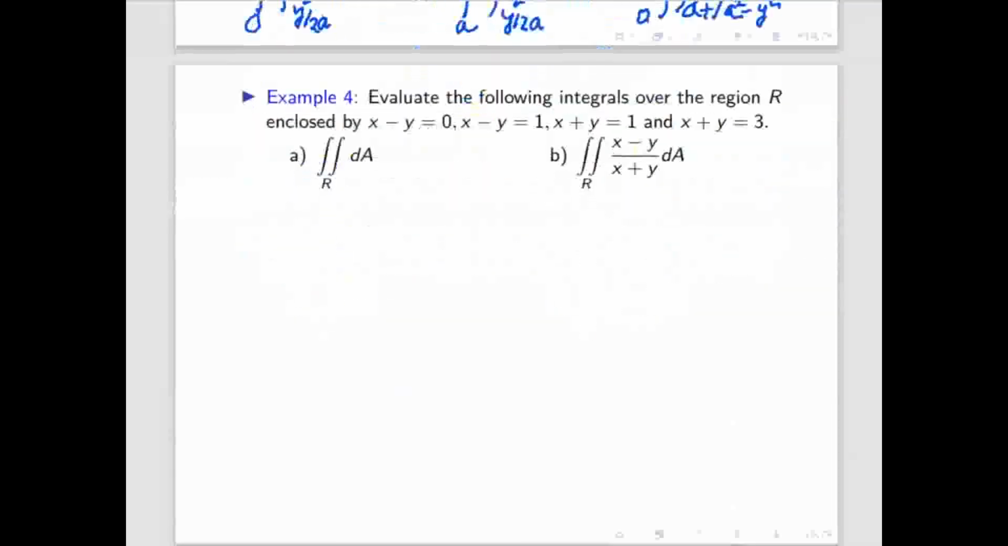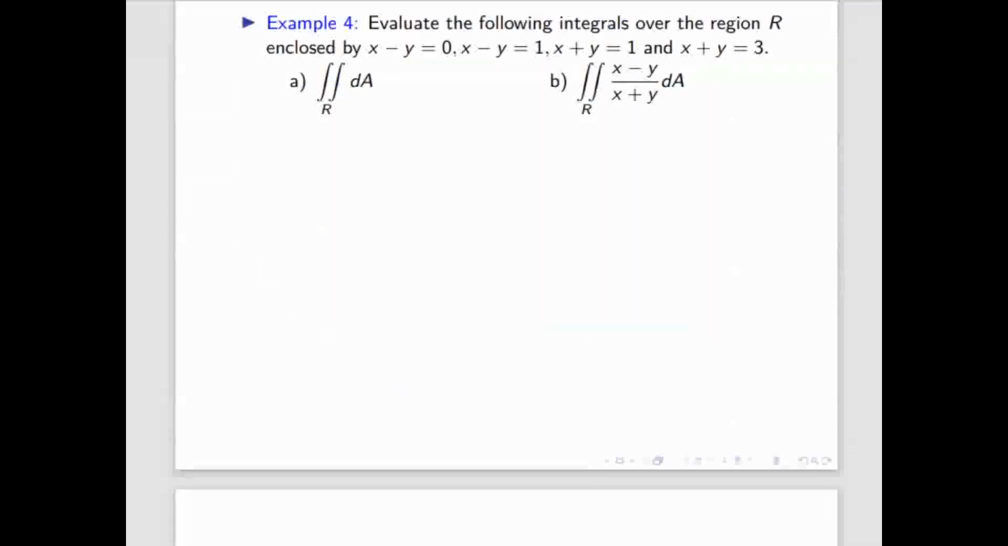So now this is example 4. Can anyone tell how to do this? Here, the first question is you have to find the area of that region R. R is bounded by these 4 lines.